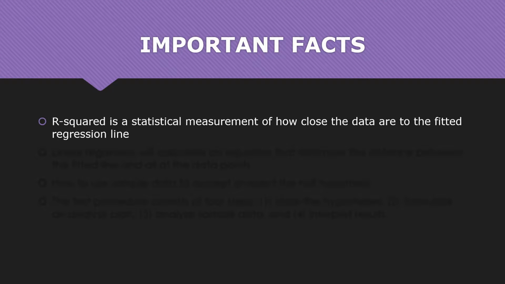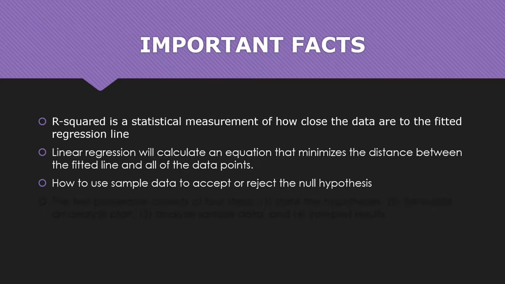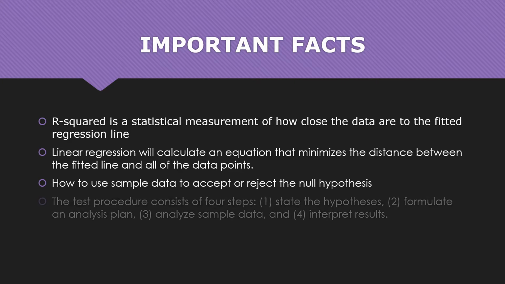Important facts. R squared is a statistical measurement of how close the data are to the fitted regression line. The linear regression will calculate an equation that minimizes the distance between the fitted line and all of the data points. How to use sample data to accept or reject the null hypothesis.